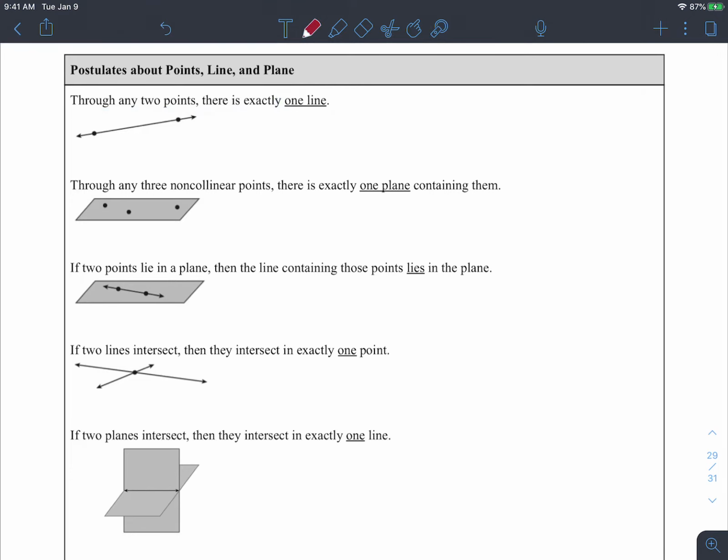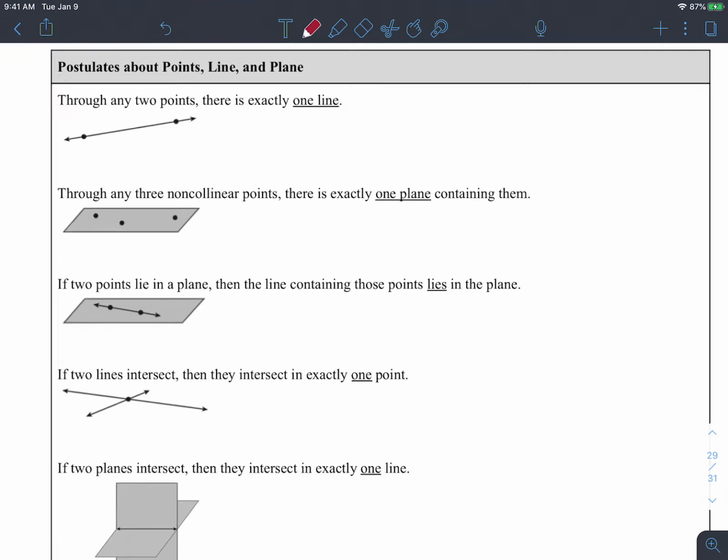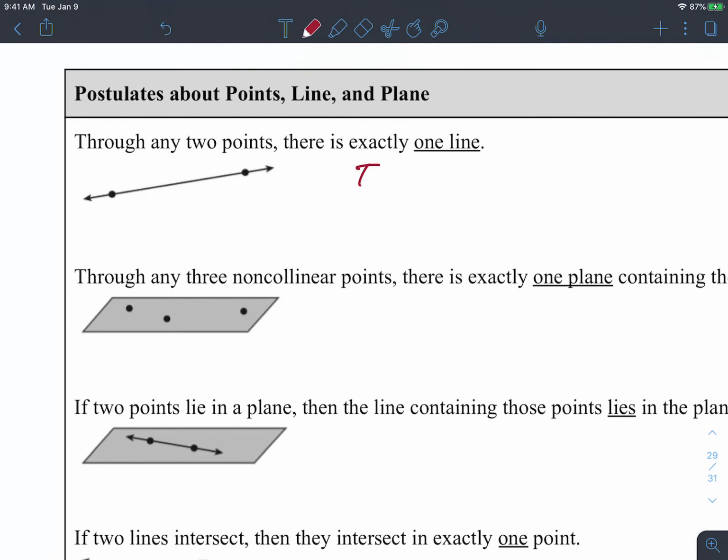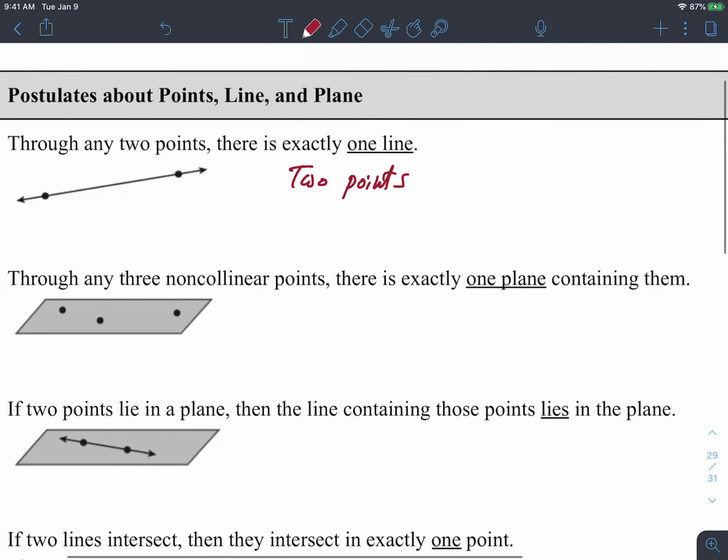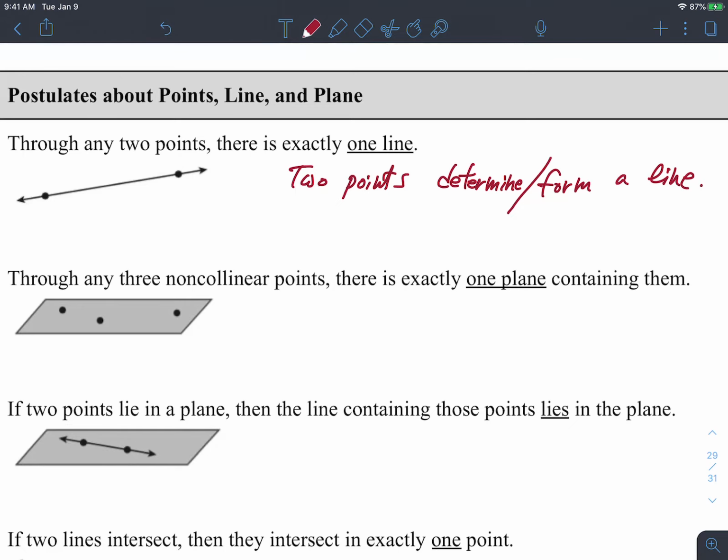In some books, they may phrase it slightly differently, right? They may say something like, let me just zoom in a little bit, 2 points. I think the wording that most books use is either determined or form a line. That implies one line, right?